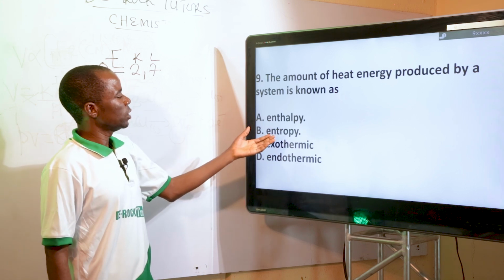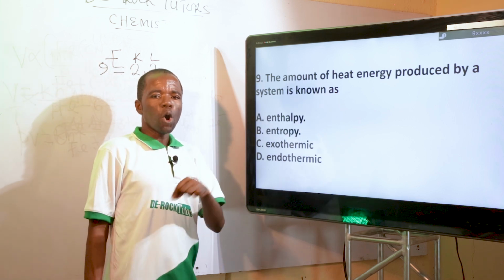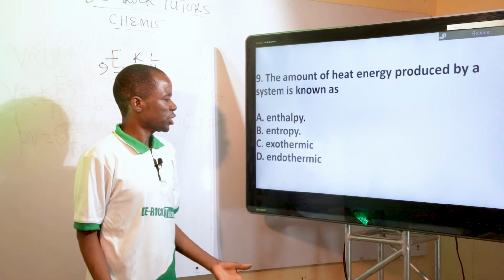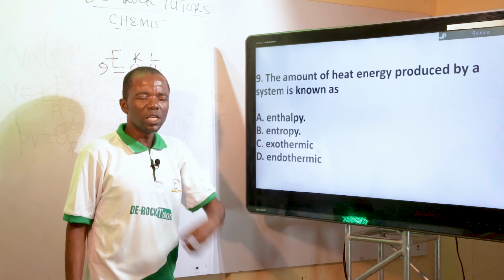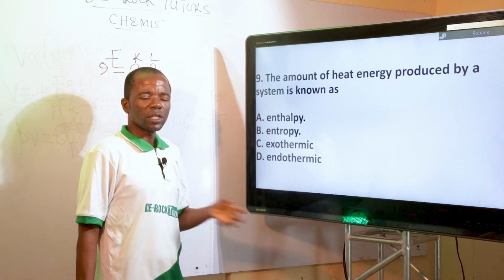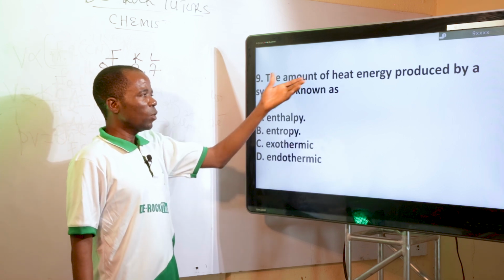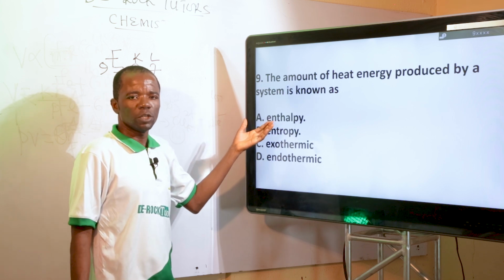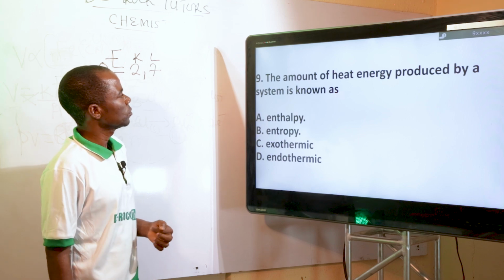If I look at B, B is entropy. Entropy, simply defined, is the measure of the degree of disorderliness or randomness of a chemical reaction. And if I'm talking about an exothermic reaction, it is a reaction in which heat is released or liberated to the environment, whereas an endothermic reaction is a reaction in which heat is absorbed from the environment. But the question is asking us, what is the amount of heat produced by a system? That is the enthalpy change, which is option A. Let's go to the 10th question.